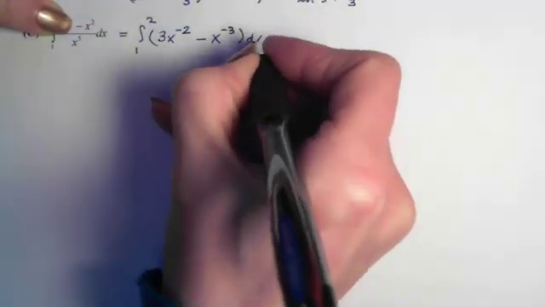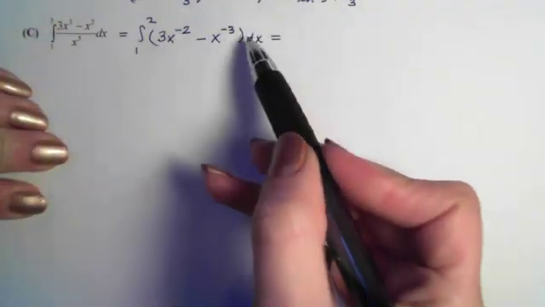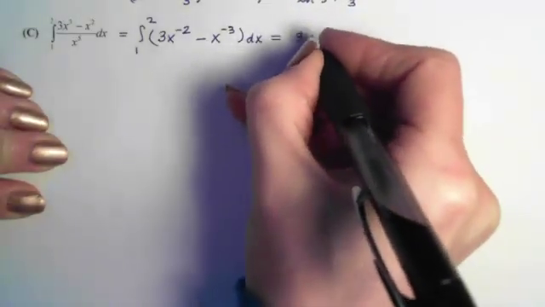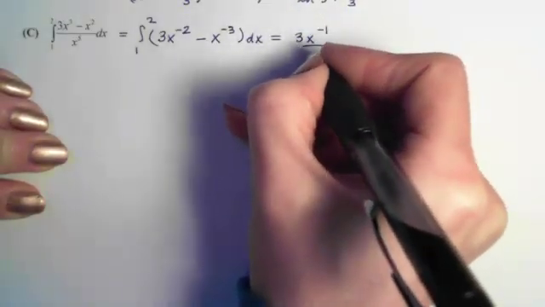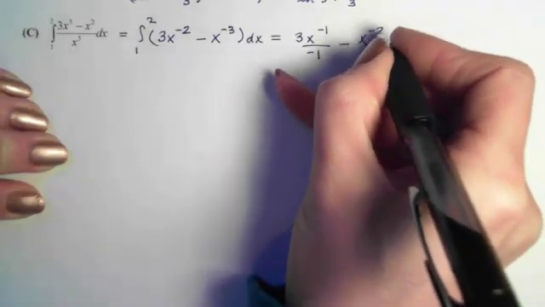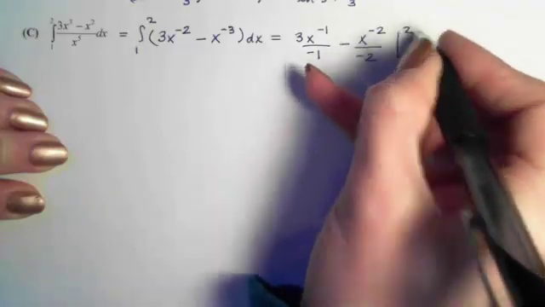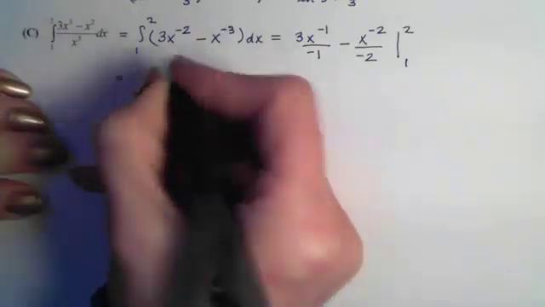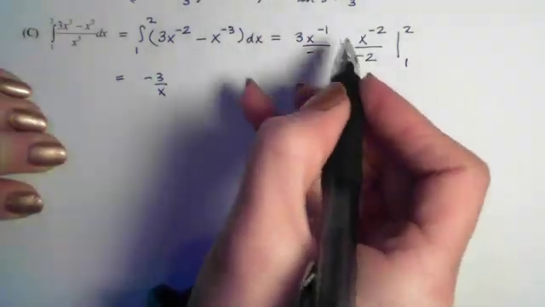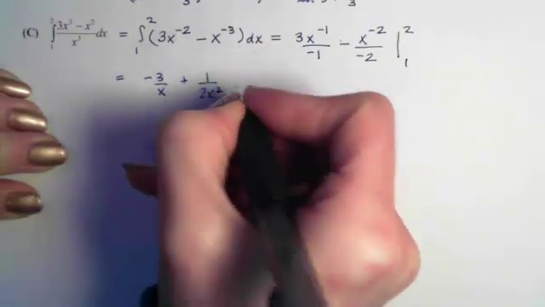If I now answer the question, what did I take the derivative of with respect to x that gave me this inside, I will move through the constant, add 1 to the power, divide by the new power, move through the constant, add 1 to the power, divide by the new power. And before I try to evaluate, I'm going to simplify. This is a negative 3 over x. This one is a positive 1 over 2x squared.